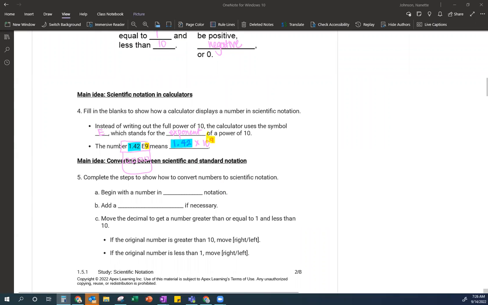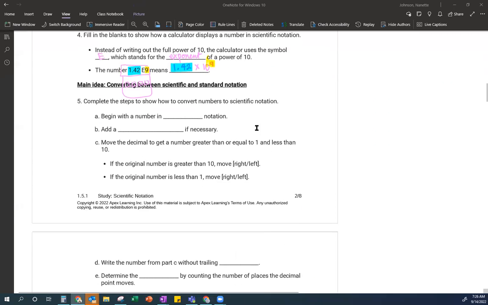Okay, let us continue. So complete the steps to show how to convert a number to scientific notation. First, we begin with a number in standard notation. So we're going to figure out how to do this back and forth. So you'll see how to go forwards and backwards.